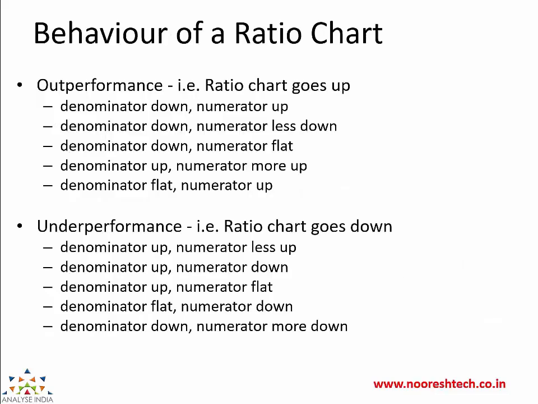Let us see how a ratio chart behaves in different scenarios. For example, a ratio chart will trend up when there is outperformance, and the ratio chart will trend down when there is underperformance. We will take different scenarios. We will consider an example where the denominator is Nifty and the numerator is Nifty Pharma. Now, in case of outperformance, we take the first scenario, that is, Nifty is down but Nifty Pharma is up. The ratio chart will trend up.